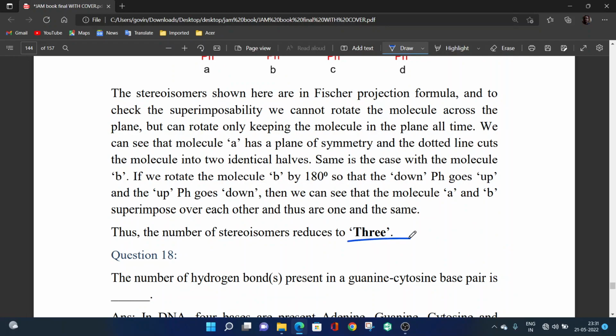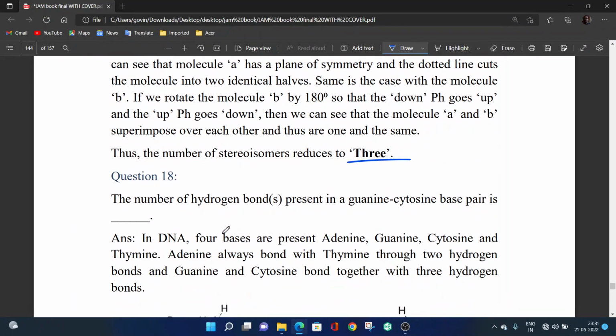Moving on to the next question. The next question says the number of hydrogen bonds present in guanine and cytosine. So you know in DNA there is ATGC. Just remember, first one is double bond, second one is triple bond. That's how they pair up. GC, right? So between A and T, that is adenine and thymine, there are 2 hydrogen bondings, and between guanine and cytosine there are 3 hydrogen bondings.